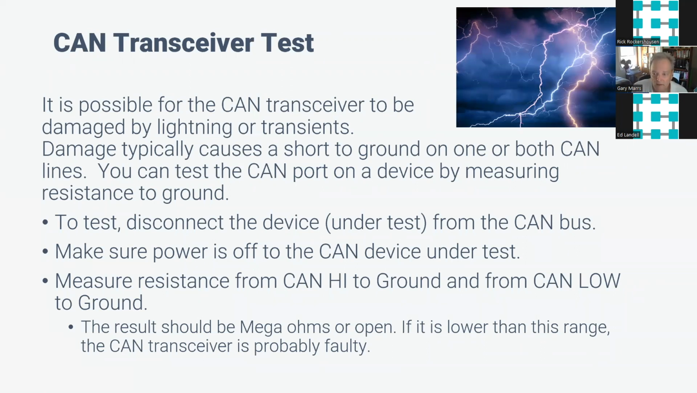But again, to test this, you have to disconnect the device and turn the power off. And then you're going to measure the resistance from CAN high to ground and then from CAN low to ground. Normally the resistance there should be really high, 1 to 4 megaohms or even higher. If it's lower than a megaohm, you're getting resistance in the kilohms, it probably indicates your CAN transceiver has been damaged and is faulty.